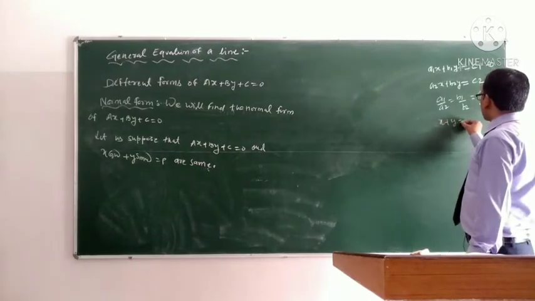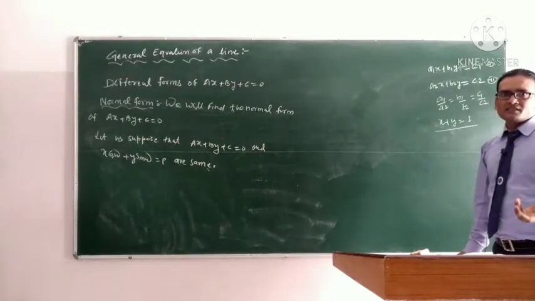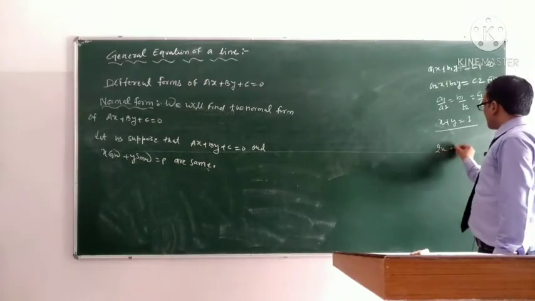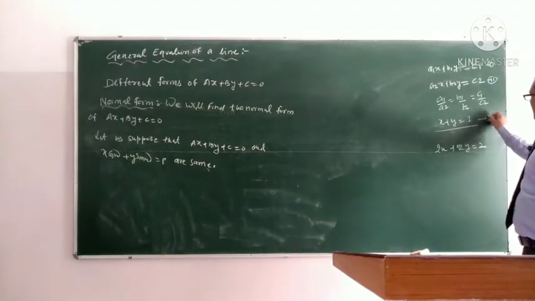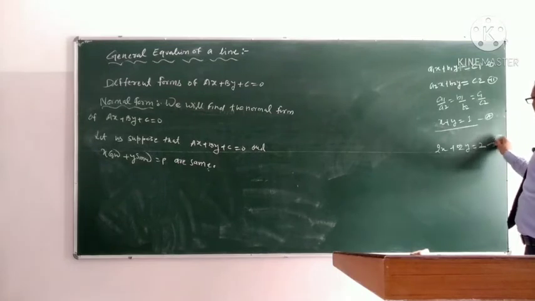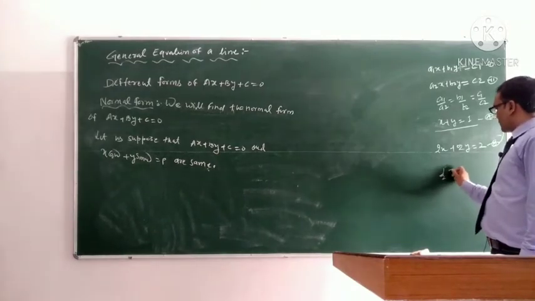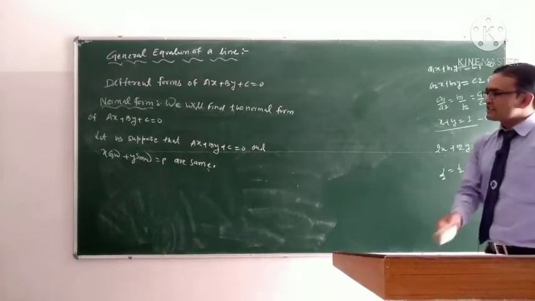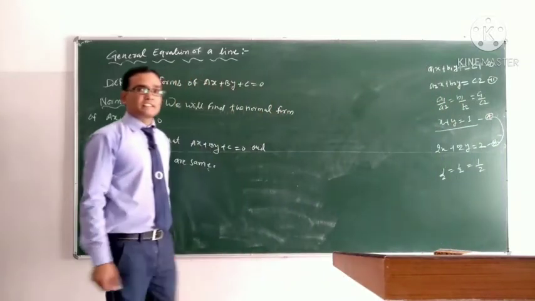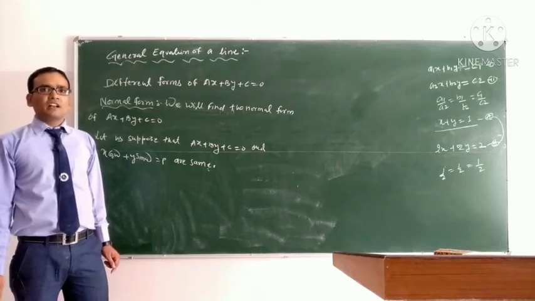x plus y is equal to 1. Suppose that this is the equation of a line. Okay students, and 2x plus 2y is equal to 2. Here the two lines are the same. If they are the same, then 1 upon 2 equal to 1 upon 2 equal to 1 upon 2. Using this concept, we find the relationship between a, b, c and cos omega, sin omega and p.